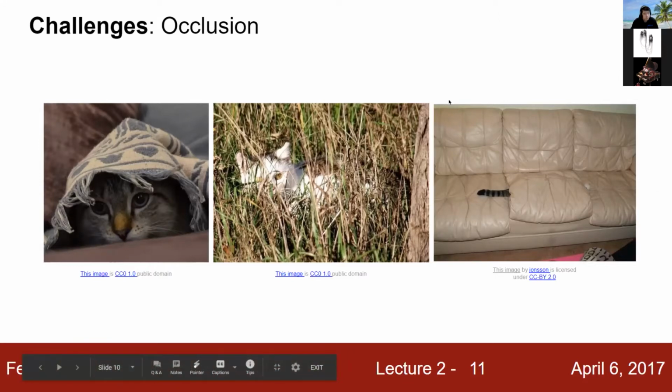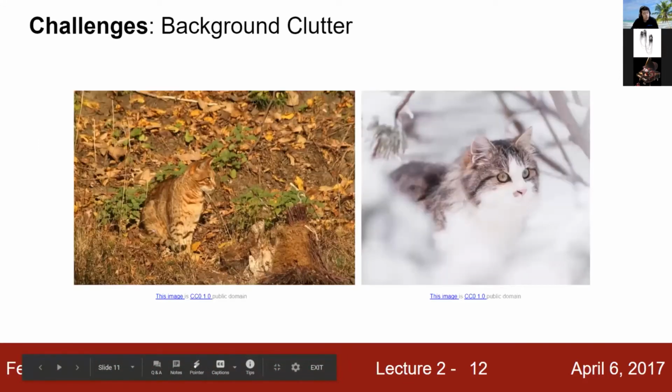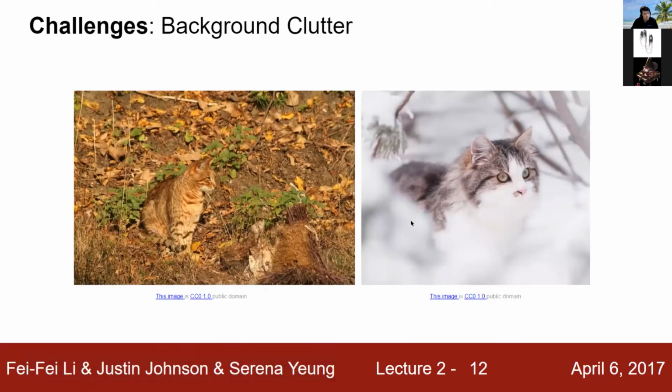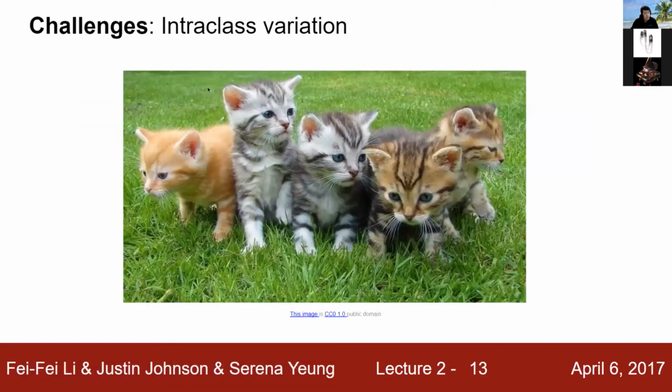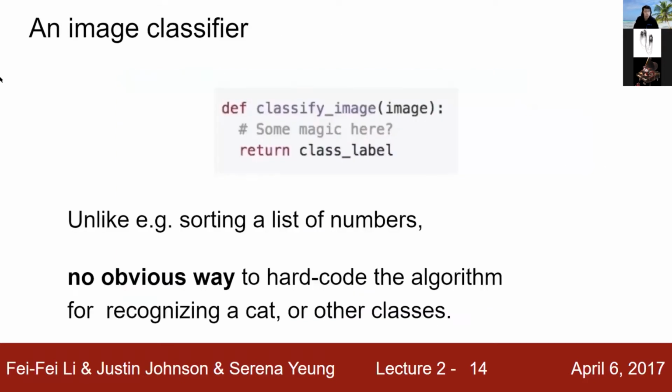It just gets all of the pixels. And then background clutter. So these cats are blending in with their respective backgrounds, an orange background, some snow here. And then lastly is intra-class variation, which is basically different species of cats, or different sizes, different shapes, or kittens, which are baby cats, same thing. And so those are all problems.